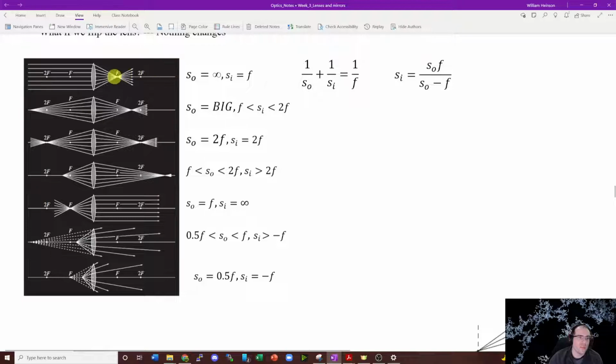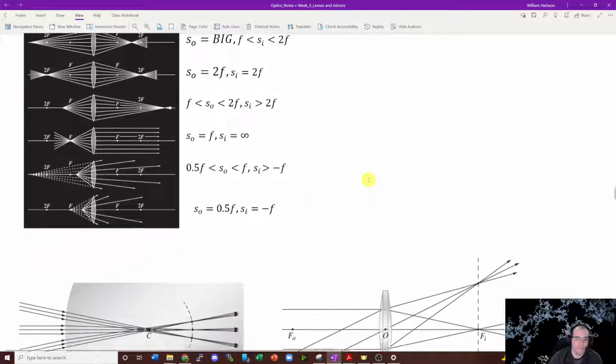Here's some examples of what we did in pictorial form. So if the object distance is infinity, parallel lines coming in, converge at F. If the object is big, it's greater than 2F, the image is going to be somewhere between 2F and F. If our object is at 2F, then the image is at 2F. If it's less than 2F, then the image is greater than 2F, and so on and so forth. Then when you get below F on the object, our image is now virtual, coming from behind.